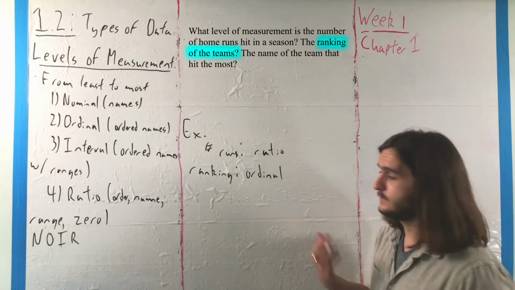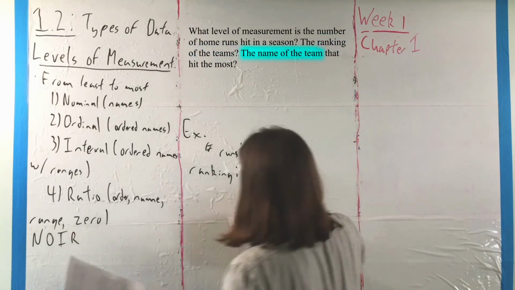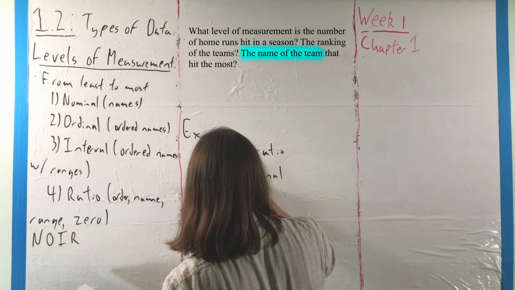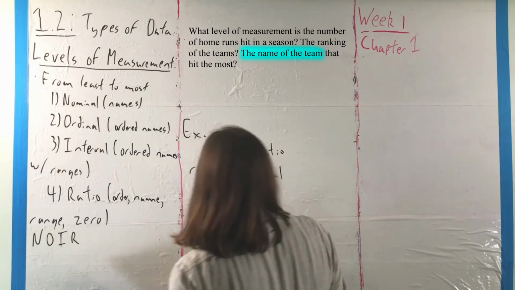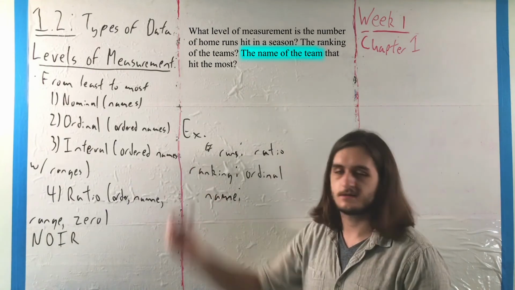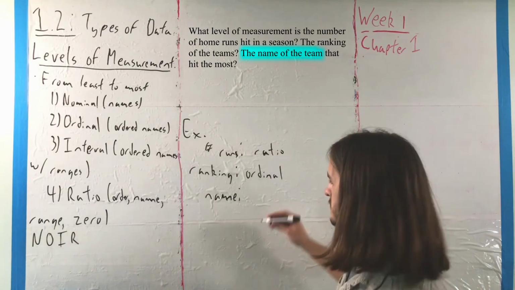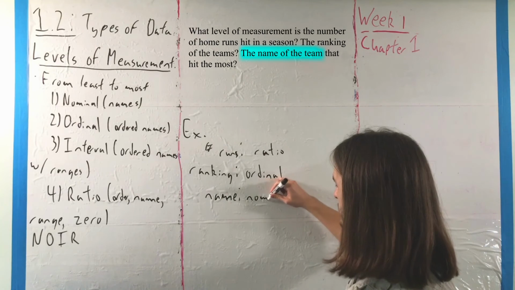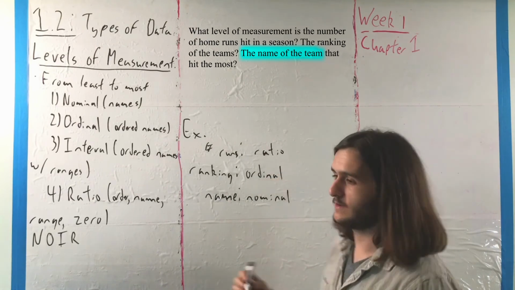And then finally, for the third one, when we're talking about the name, again, thank your statisticians for their lack of creativity. If you see name, it's usually nominal. Because all the name is just a label.